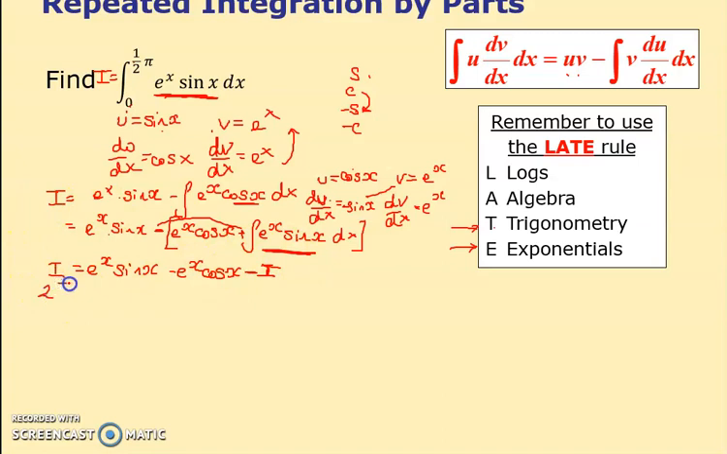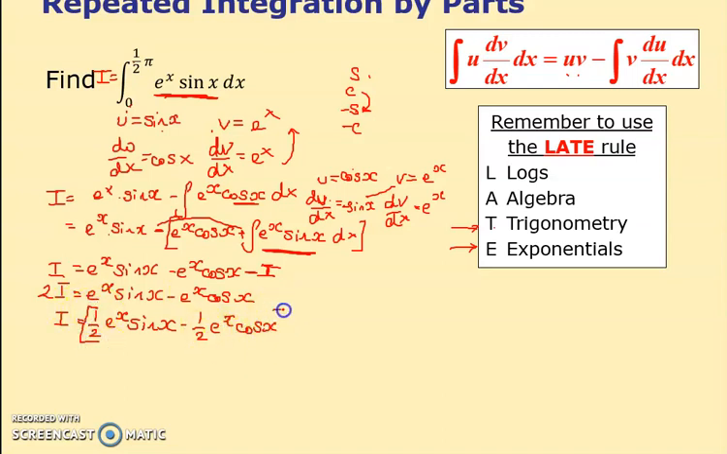I now have 2I equals e to the x sine x minus e to the x cos x. Notice the minus I became a plus when it moved over, and therefore my integral becomes a half e to the x sine x minus a half e to the x cos x. Now this is not the end of it, because all this has got to be in the limits 0 to half pi. So this is the first time we've seen it. Having got to this stage, now we've got to put limits in.